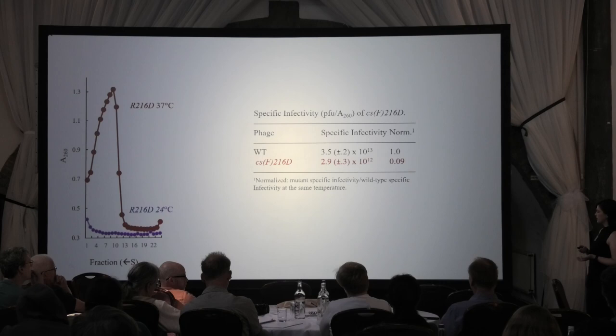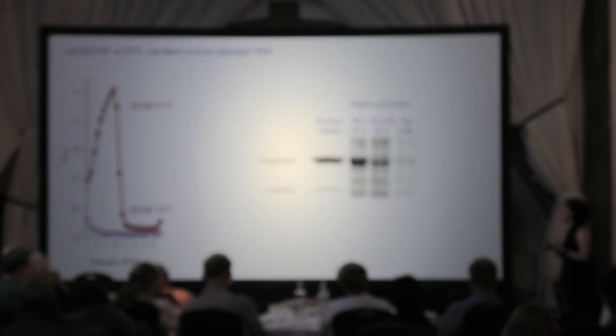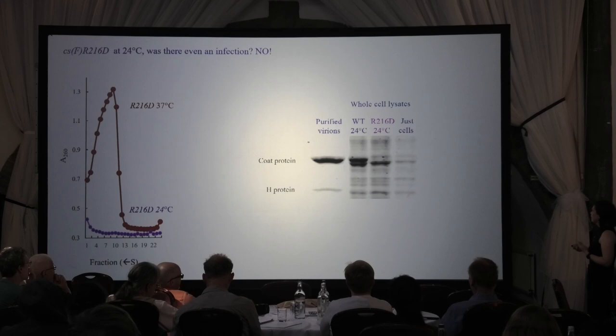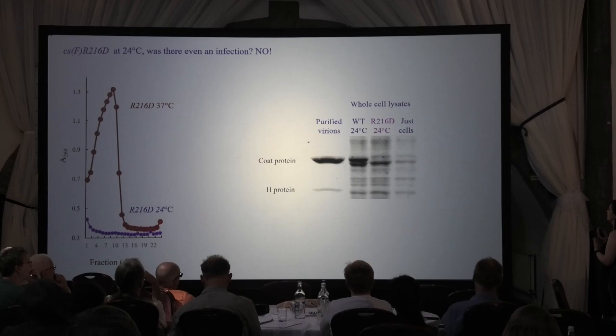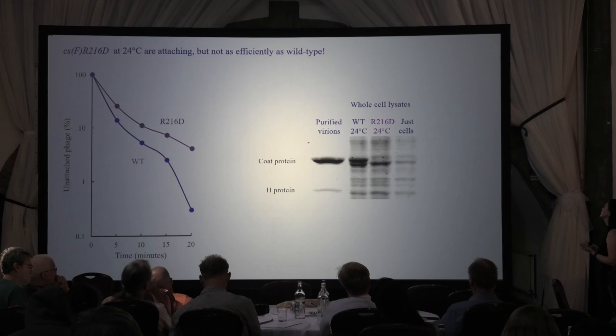And if we recall back to that PhiX alpha-3J chimera, it was unable to cause an infection in its host. And so we wanted to see, was there even an infection occurring here? And there wasn't. So we took whole cell lysates from these gradients and ran them on a protein gel along with purified virion and uninfected cells. And we can see that for wild type at 24 degrees, we have this nice coat protein band indicating that viral production is occurring. And we don't see it in the 24 degree infection for 216D. So this is looking as if it's not causing an infection at all. But does it attach to its host? And it does, which is different than the PhiX alpha-3J chimera. So we can see here we have an attachment assay.